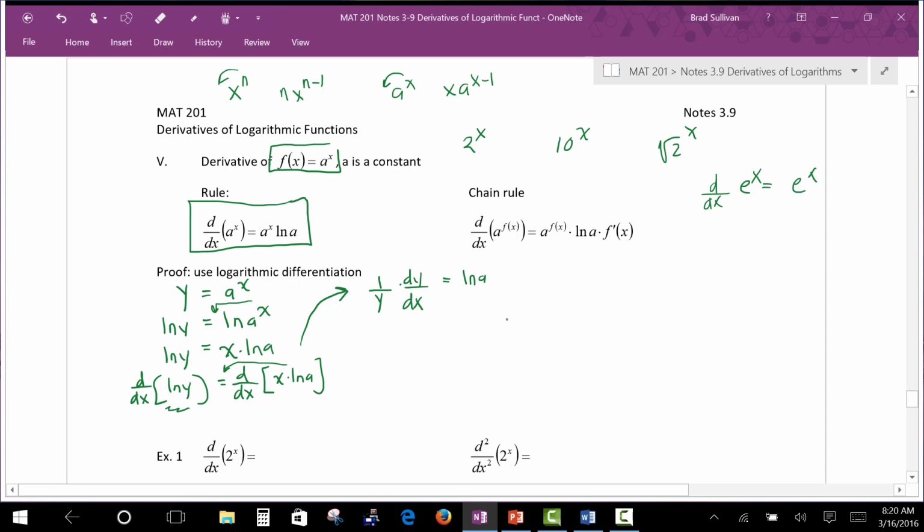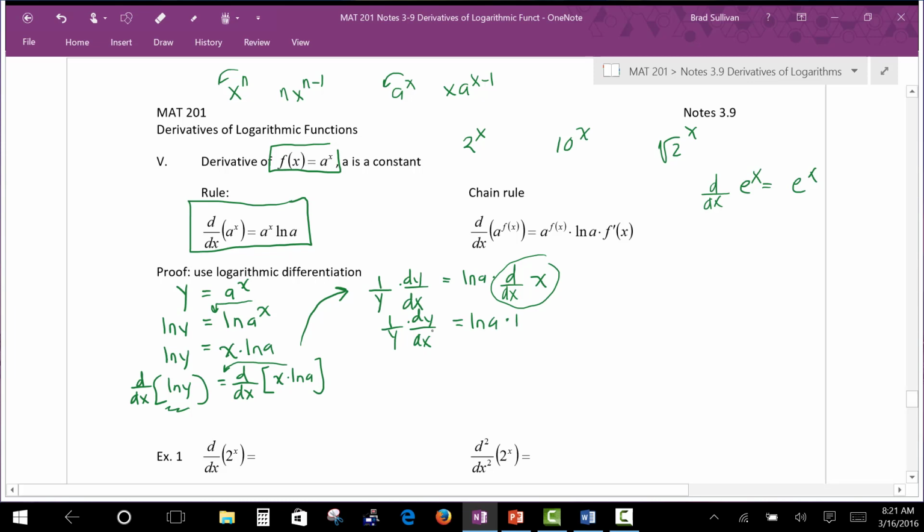Yeah, like that then. Okay, so we're just going to have ln of a times the derivative of x, like that. Okay, that's a constant. All right, so this is going to be 1 over y times dy over dx. This is going to be ln of a, and then what's the derivative, of course, of x? It's just 1. You don't have to put the 1 there, but that's what you're technically doing. Now, I'm not done with the problem.